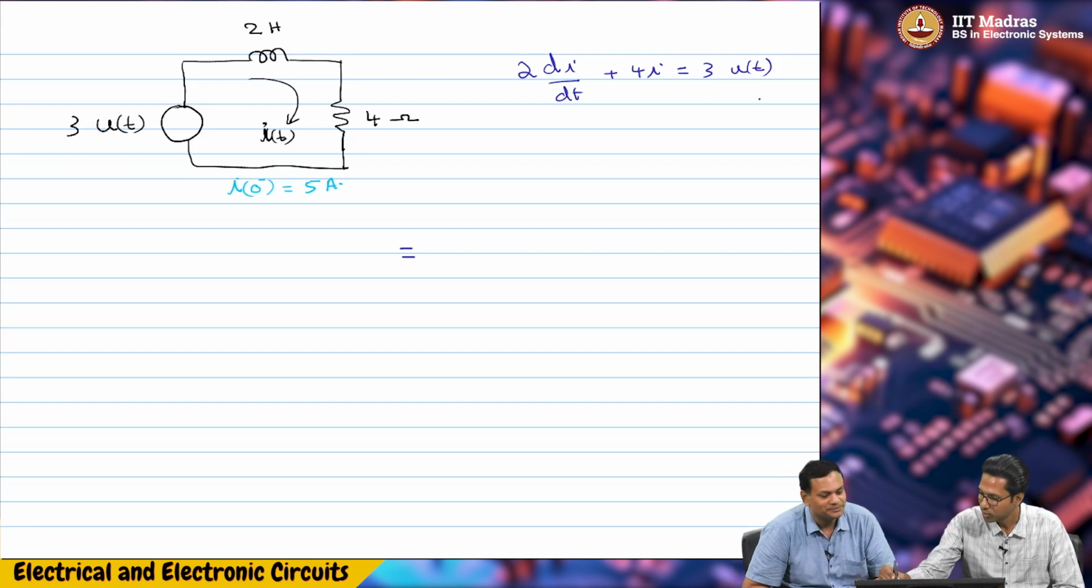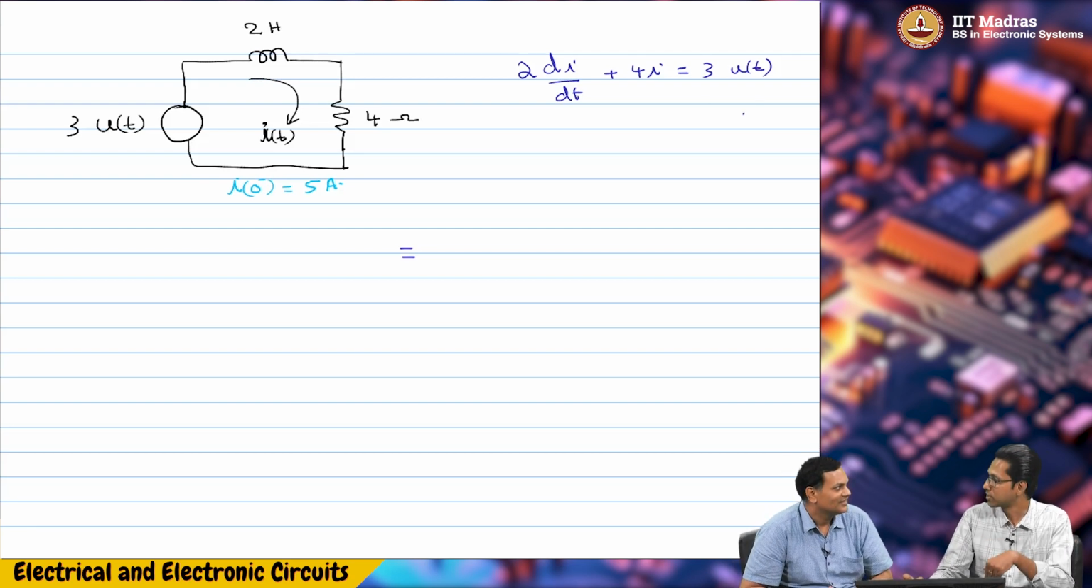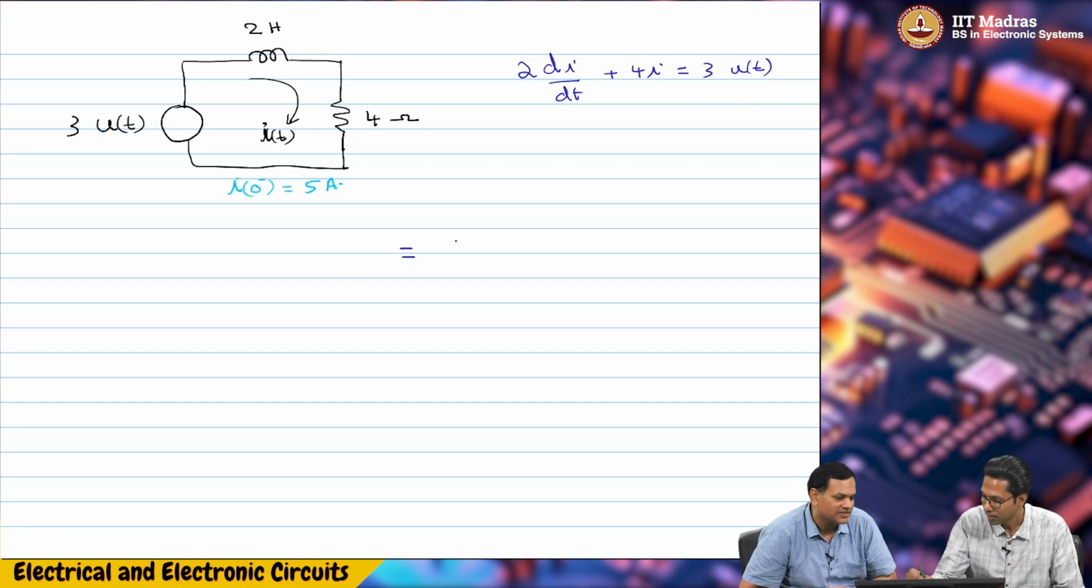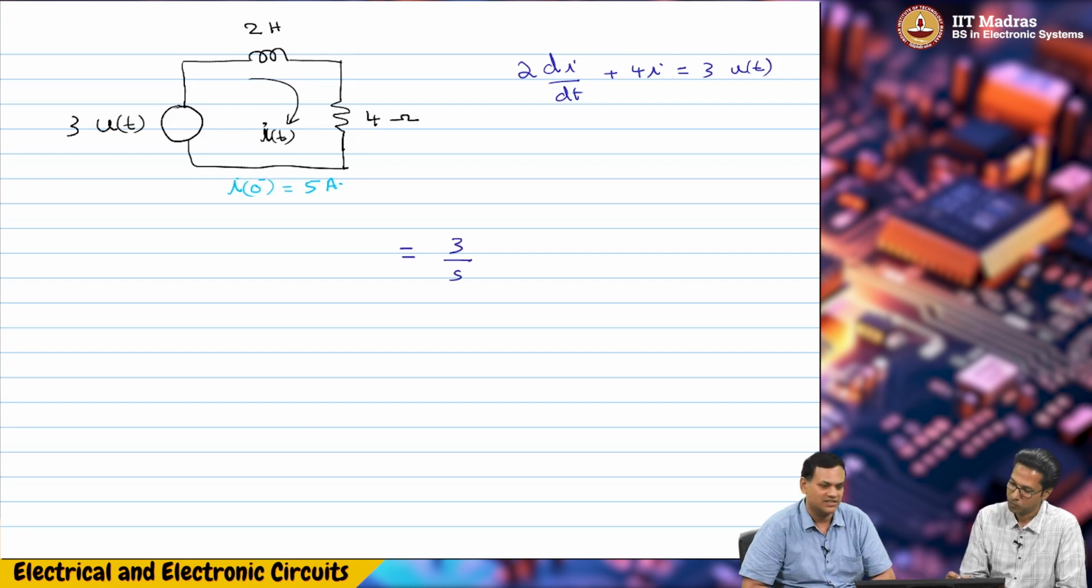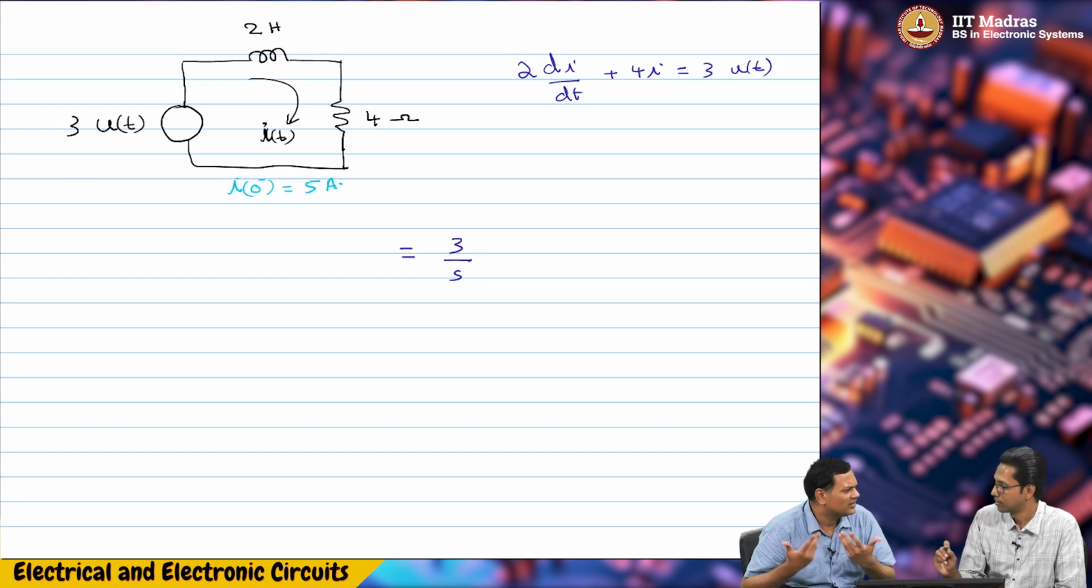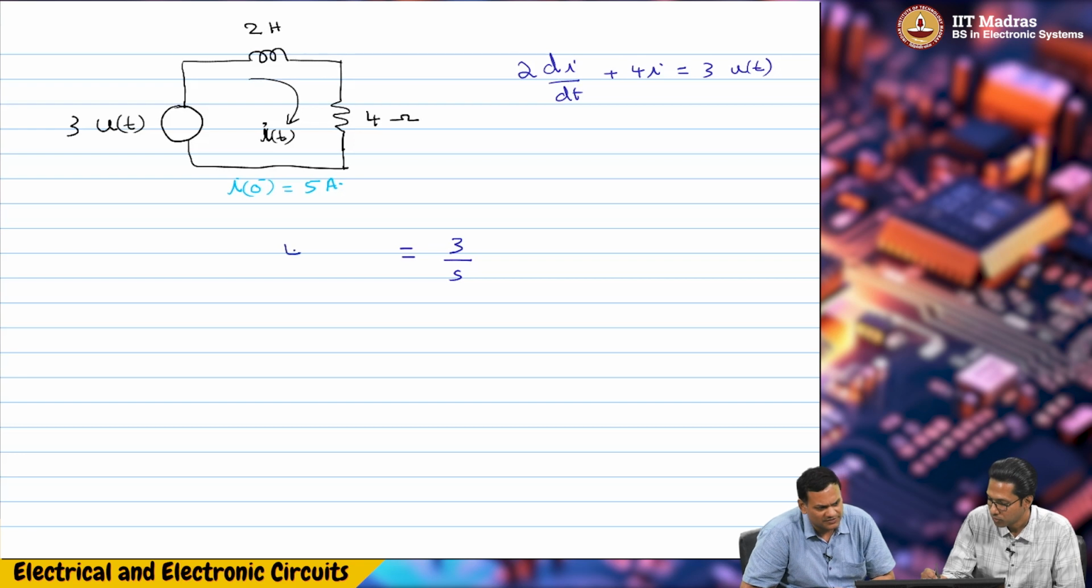So we have an equation here, and we are trying to represent that in the Laplace domain. 3 u of t will be 3 by s, because u of t is 1 over s. 4i is also straightforward. It's just 4 capital I of s.